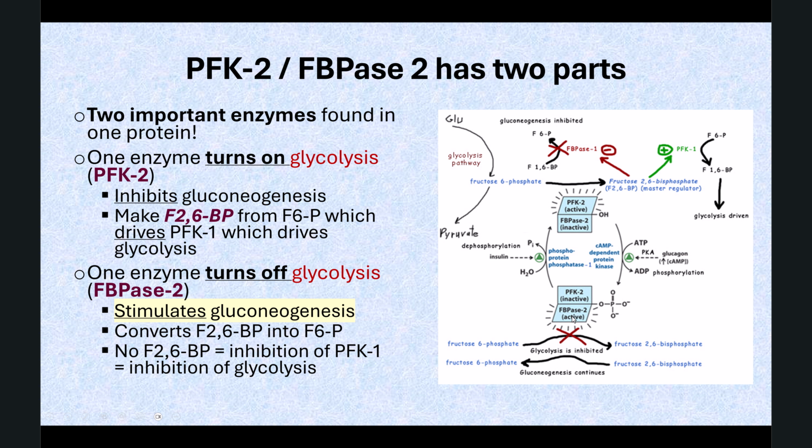So what does FBPase2 do? It blocks this way, so you're not making any more fructose 2,6-bisphosphate. But the fructose 2,6-bisphosphate that is around is grabbed by FBPase2, and it's morphed back into fructose 6-phosphate. In fact, that helps drive gluconeogenesis, because this is the direction gluconeogenesis goes. See how that works?